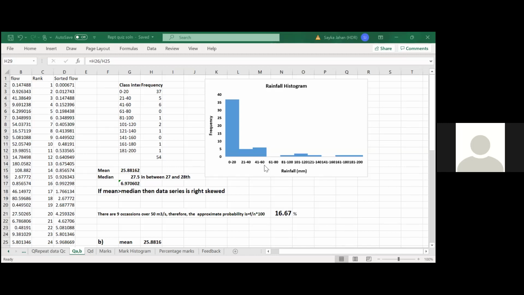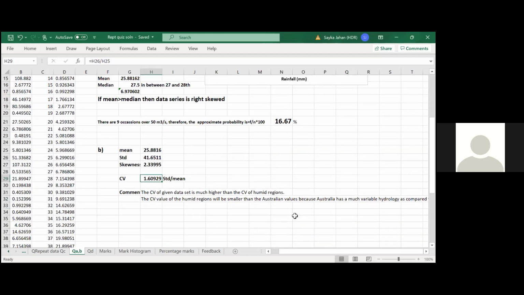You can see here I made a rainfall histogram, and the comment will be that the histogram is right skewed because the mean is greater than the median. The probability would be the frequency divided by the cumulative frequency times 100. It will be 16.67%. This is for question A.